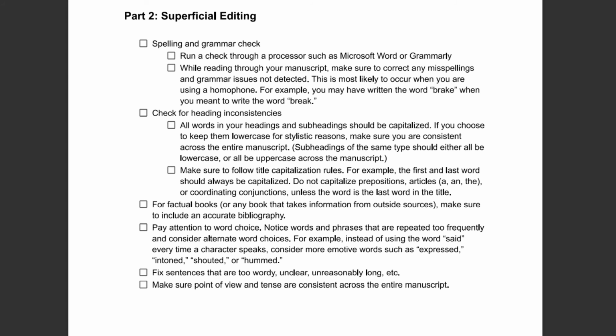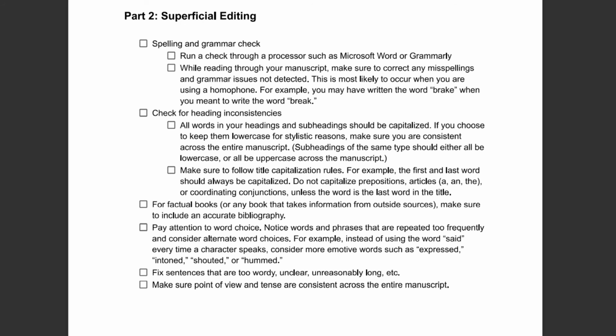Grammarly does have free spelling and grammar checks, but they also have a paid version that goes into a little bit more depth and can find some word choice errors and other errors that you may not catch yourself, and it's pretty thorough. Then while reading through your manuscript, make sure to correct any misspellings and grammar issues not detected. This is most likely to occur when you are using a homophone. For example, you may have written the word brake, B-R-A-K-E, when you meant to write the word break, B-R-E-A-K.